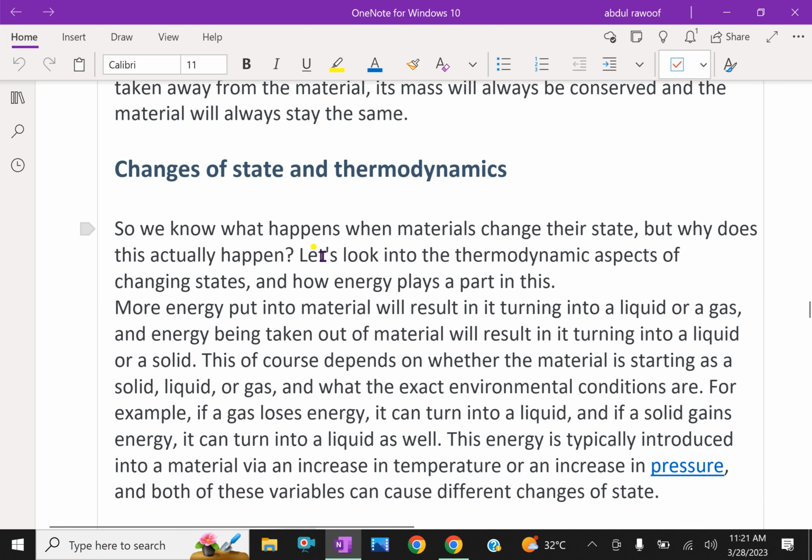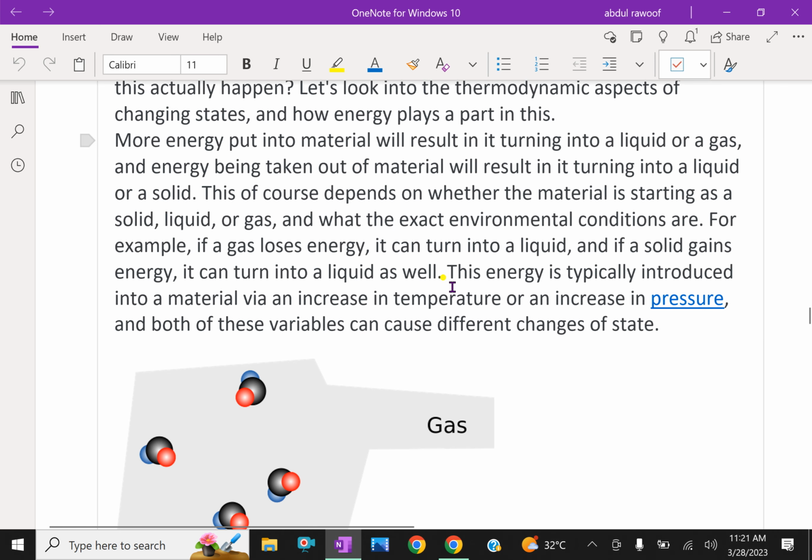Change of state and thermodynamics. So we know what happens when a material changes its state, but why does this actually happen? Let's look into the thermodynamics aspect of changing states and how energy plays a part in this. More energy put into a material will result in it turning into a liquid or gas, and energy being taken out of the material will result in it turning into a liquid or a solid.